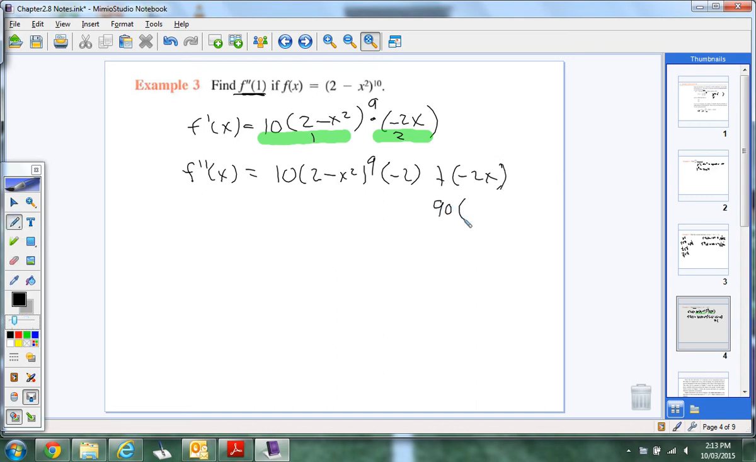So it's 90, 2 minus x squared to the 8th, and then what's the derivative of the inside? And again, negative 2x. Okay? Go ahead. So we dropped the 9. That's 90. The 9 now becomes an 8. I have the inside. I have to do the derivative of the inside again. We've already done. Yeah, right here. It's this. All this stuff is multiplied to this guy, and then this is added right here. Okay?